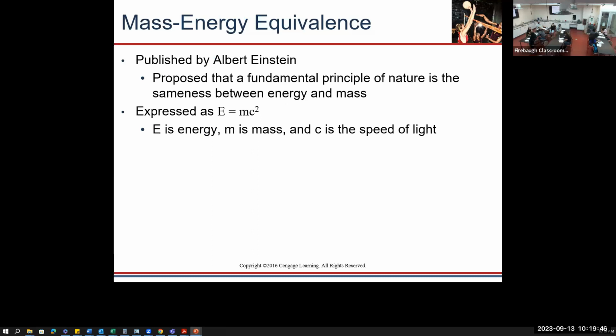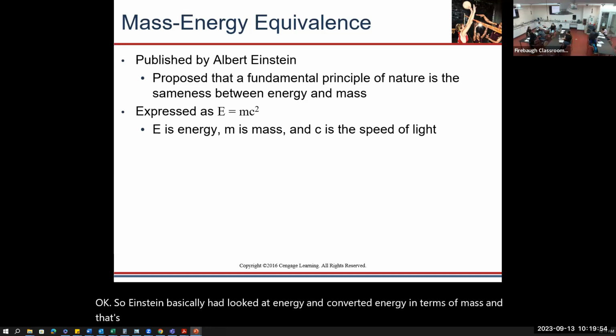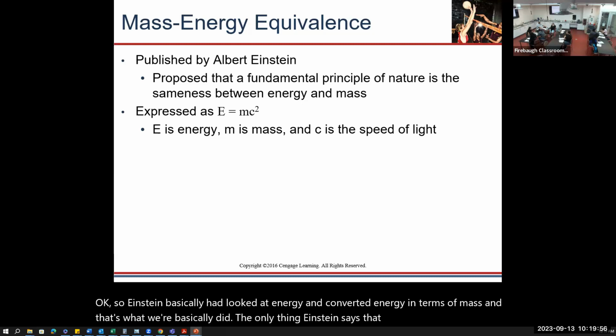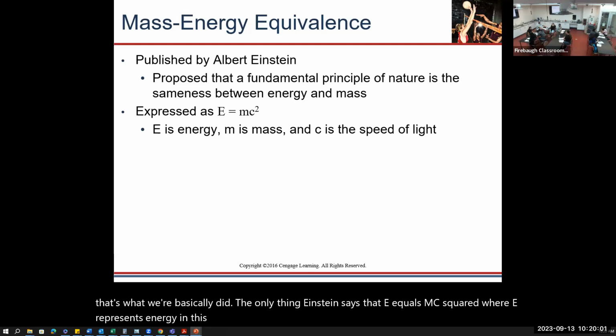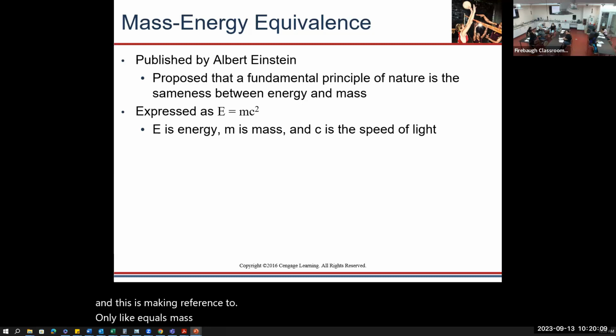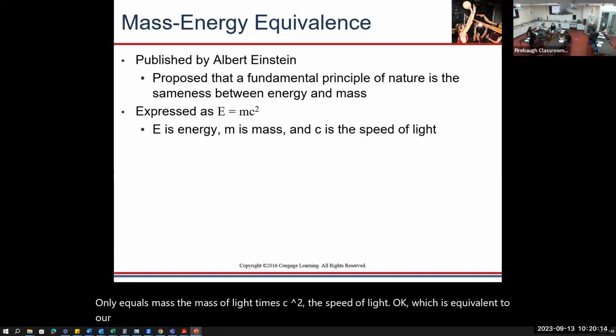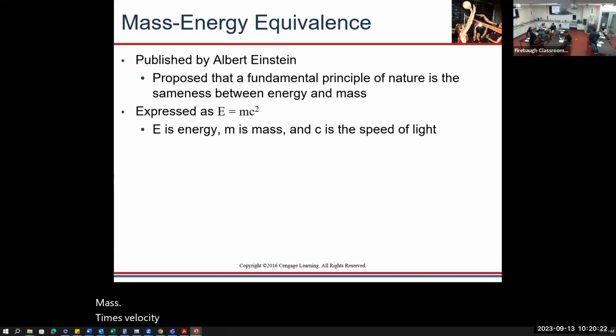Okay. So Einstein basically had looked at energy and converted energy in terms of mass. Einstein says that E equals mc squared, where E represents energy. In this case, it would be kinetic energy. But we're making reference to light, and this is making reference to only light. E equals the mass of light times c squared, the speed of light, which is equivalent to our velocity. So you'll notice that our equation is 1/2 mass times velocity squared. We use v instead of the speed of light, okay?